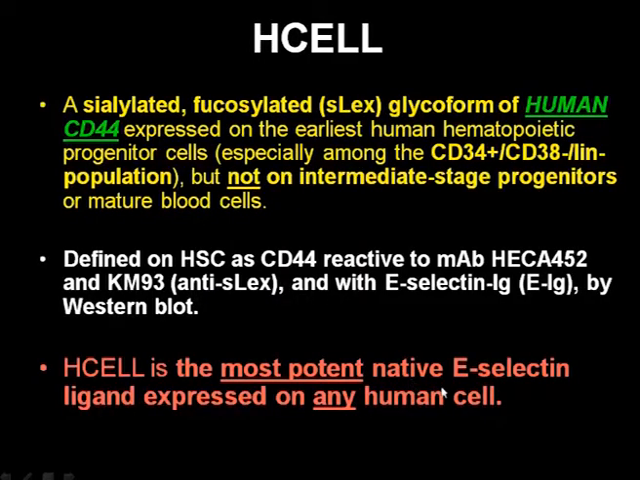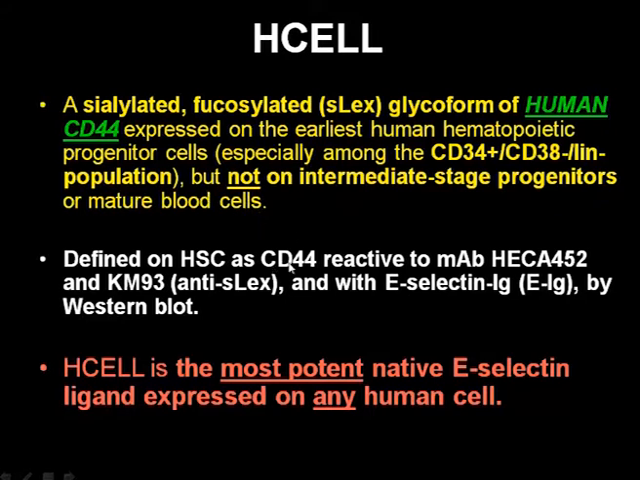H-cell, on the other hand, is a sialylated fucosylated, that is S-Lex bearing, glycoform of human CD44 expressed on the earliest hematopoietic progenitor cells. Those are usually defined by surface marker CD34 and the absence of the marker CD38 and the absence of any lineage differentiation markers on the cells. So that is the CD34 positive, CD38 negative, Lin negative population of hematopoietic stem cells.